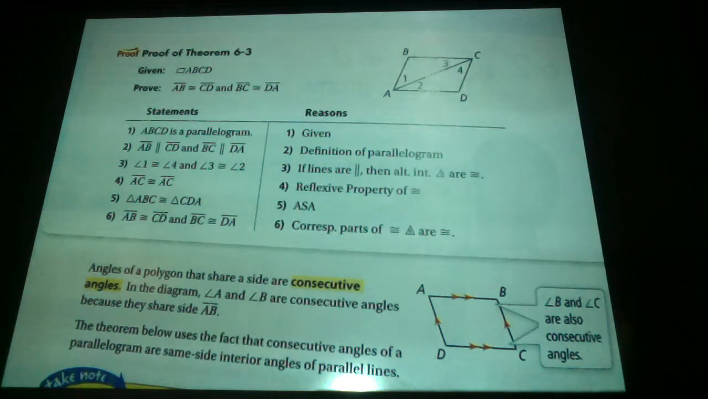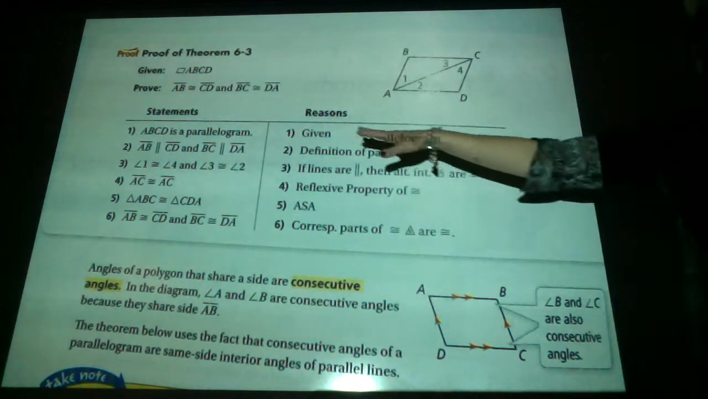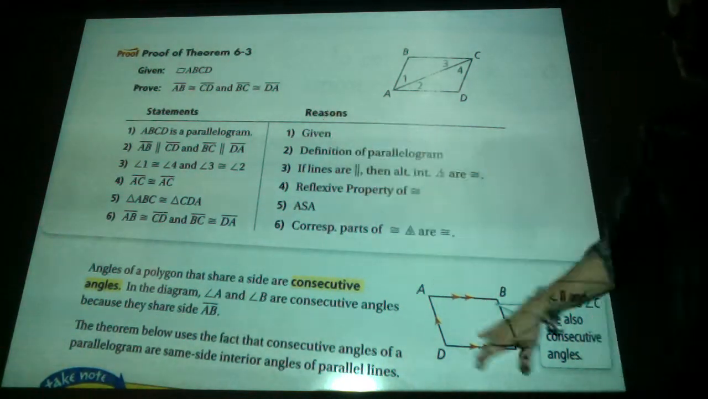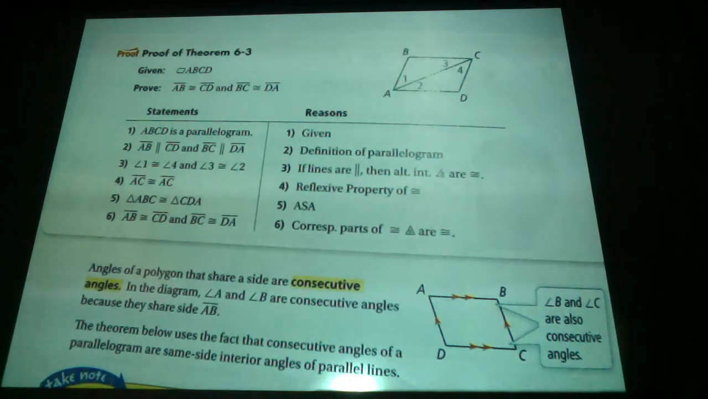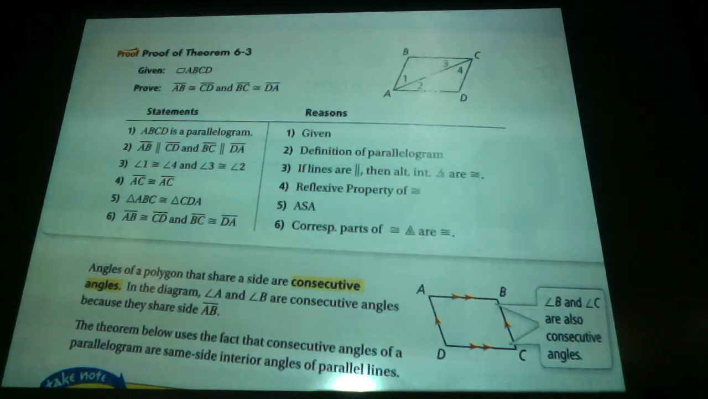So look at how they progress with their proofs. You start with your given. Then, by definition of a parallelogram, aren't opposite sides parallel? And so that actually might be something we want to add to our notes because that wasn't specifically in your notes.